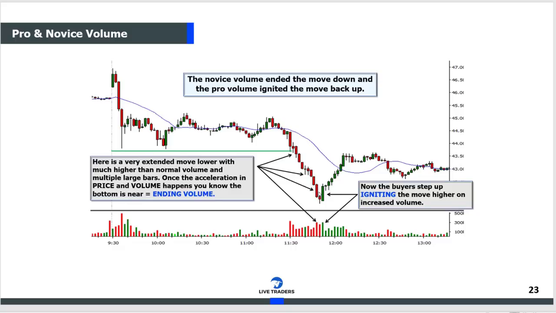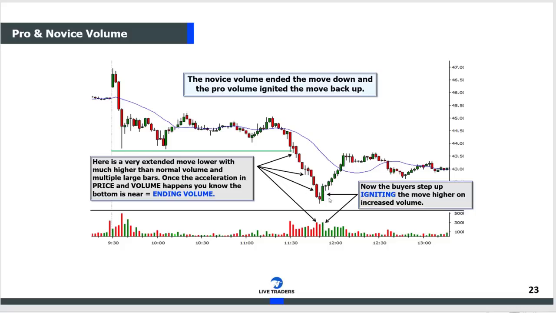That is when you know what's happening. Why? Because you're already down 2, 4, 6, 8, 9 bars in a row, and the volume continues to increase. This is ending volume, followed by igniting volume, right? Wide range green bar in a new direction. Okay, you have a little mini three bar play off the bottom, and look at the huge volume spike.